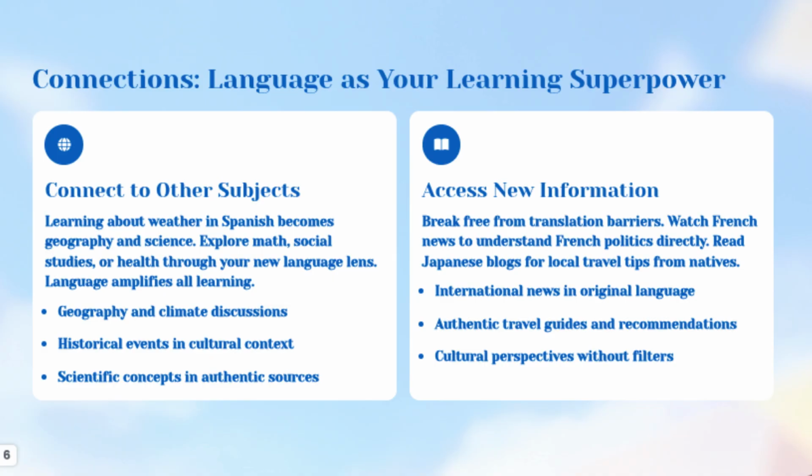Then we have 3.2 Access to new information. This is the exciting part. You gain access to information from the authentic sources. You're no longer limited to translations. Imagine watching a news clip in French to understand French politics directly, or reading a Japanese blog to get travel tips from locals. You unlock a whole new world of information.